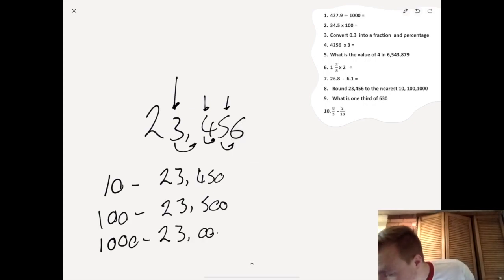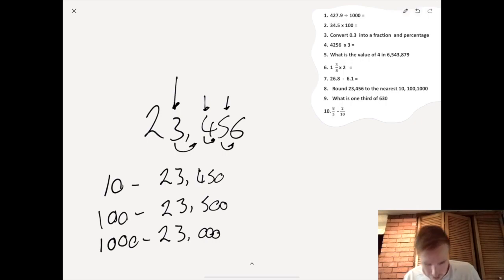Just check I've got those right. 23,460. Whoops. That one there, isn't it? I heard myself say it, round up, and then I didn't. So that 5 needs to be a 6.